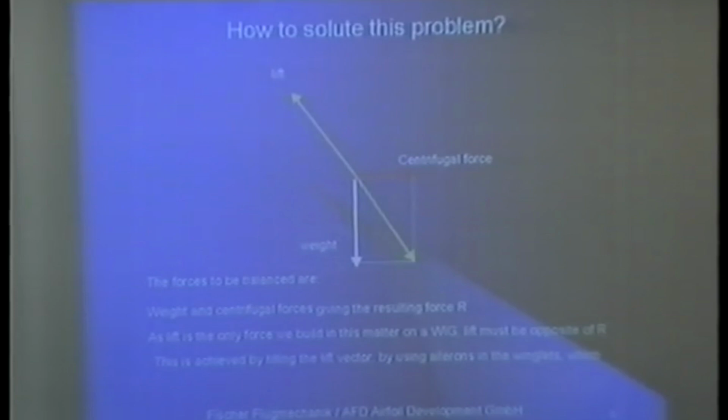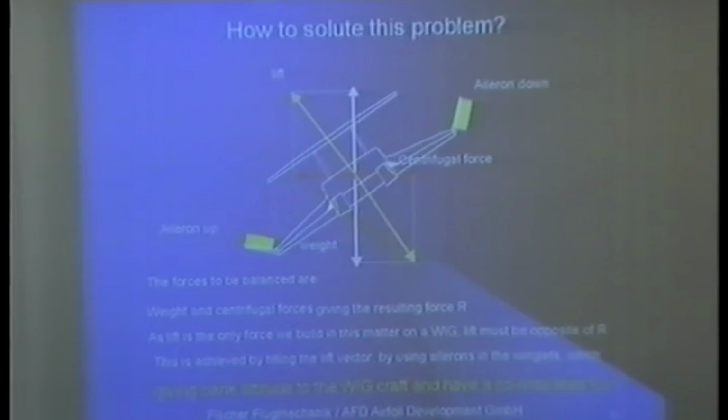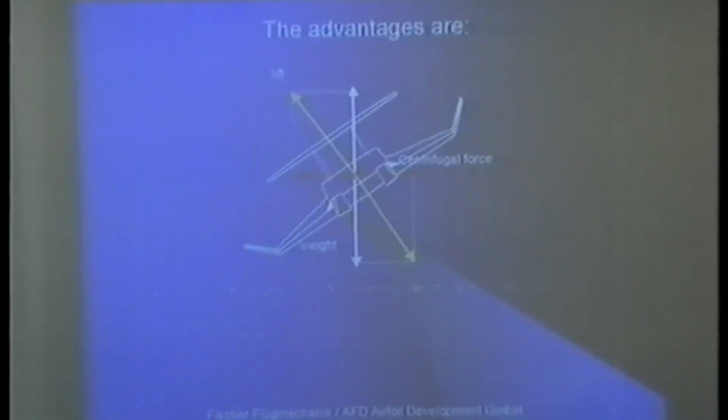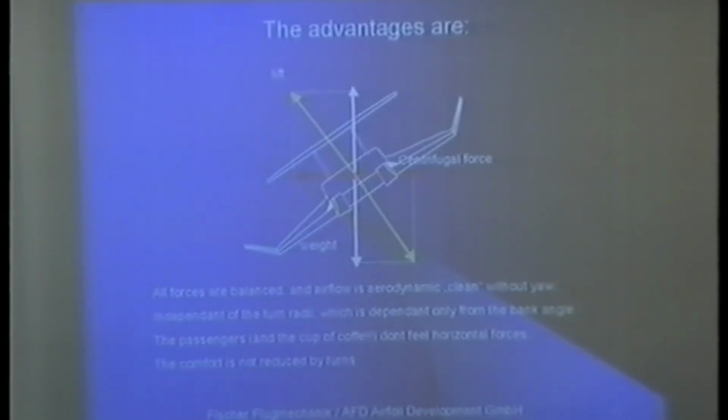So we have to balance it with lift, and there we need bank. With a certain bank angle, we are then able to make a coordinated turn. Coordinated turn means that your glass of beer remains straight and you don't lose one drop also when you are in a bank situation. So all forces are balanced and the airflow is aerodynamically clean. So you have no more drag. You don't need another power setting.